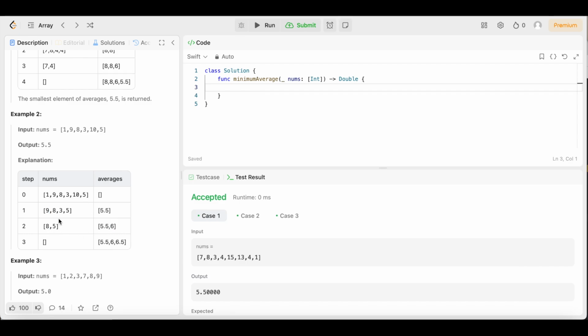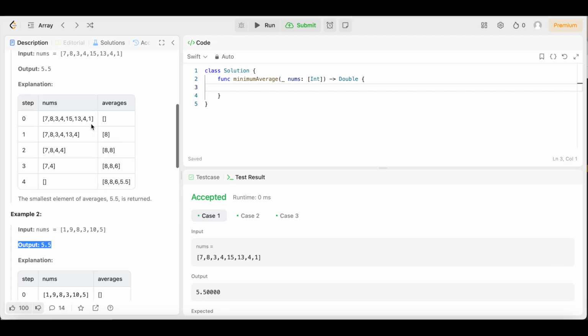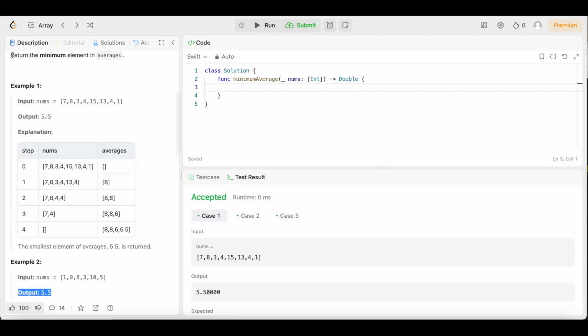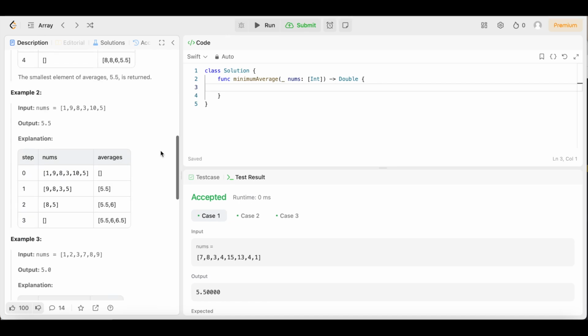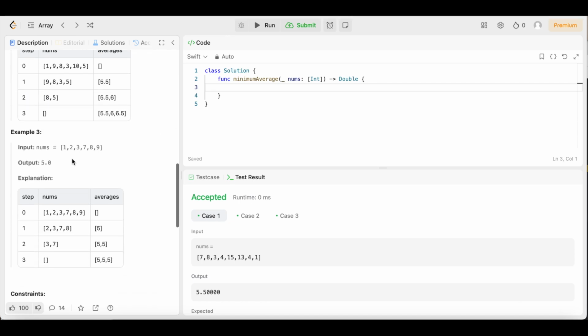Boom. Then we're going to take the last two numbers, 5 and 8. That's going to give us 13. 13 divided by 2 gives us 6.5. The smallest element out of this averages array is this right here, 5.5. So that's why the output is 5.5, because we are making sure that we return the minimum element in averages. So let's look at 3 so we can really bring this home. It's not that long. We have input nums and this array of integers 1, 2, 3, 7, 8, and 9. The output is 5. So let's see how they got 5.